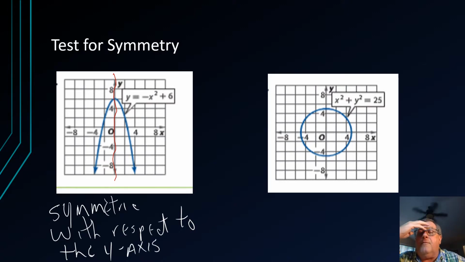Now, let's look at this second graph. This is not a function because it could not pass the vertical line test. And we can also see from the equation, where we've got y squared, it's not going to be a function: x squared plus y squared equals 25. But does it have symmetry? Well, just visualizing that, if I fold that vertically, it would appear to match. And if I folded it horizontally, it would appear to match. But let's take a closer inspection here. Hold on just a second.